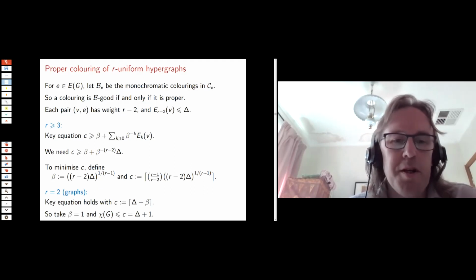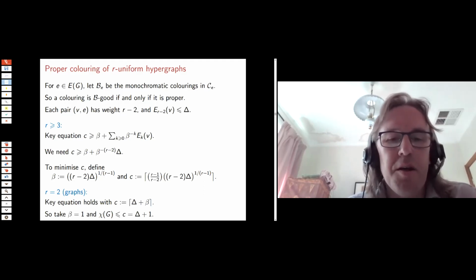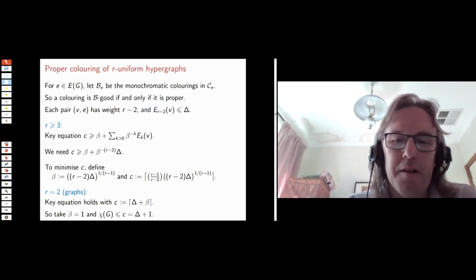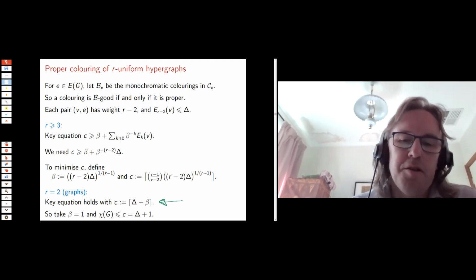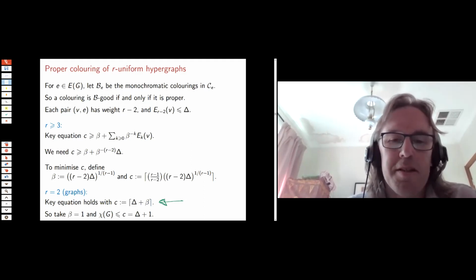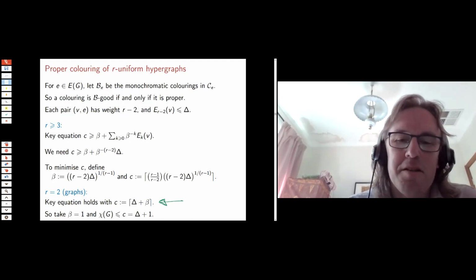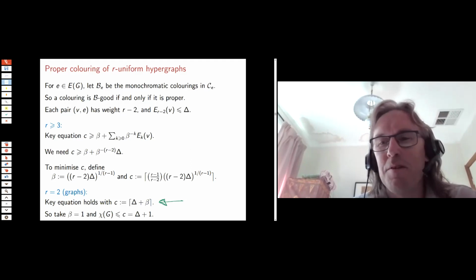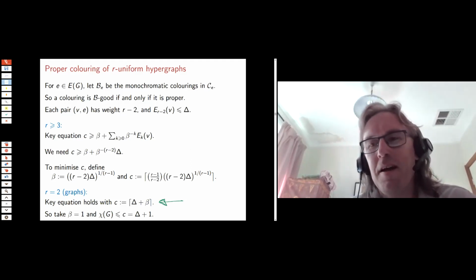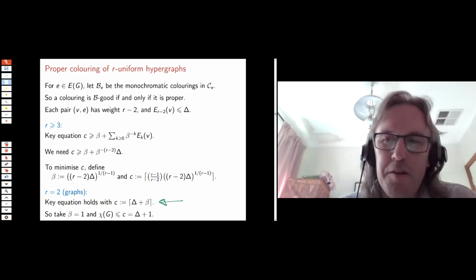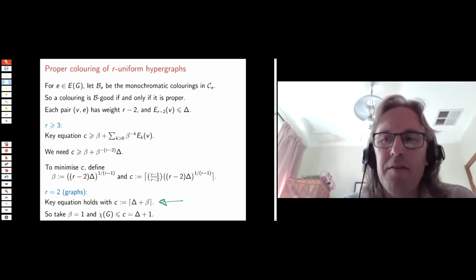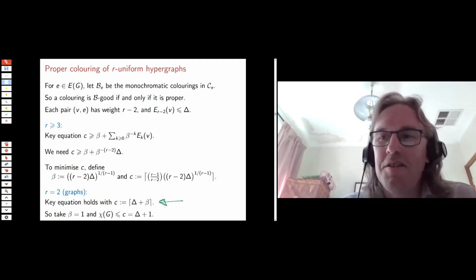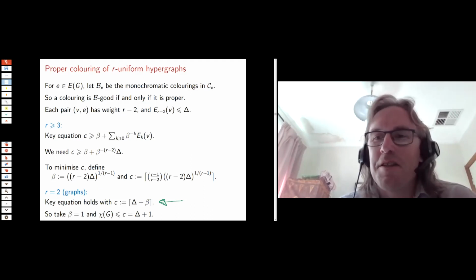And to answer Jim's question, when r equals 2, the key equation becomes very simple, because all the weights are 0. And you just get that the key equation is C equals delta plus beta. So you just choose beta to be 1. And what does that tell you? It says that the theorem actually gives that the chromatic number is at most delta plus 1 in the case of graphs. Now, of course, that is an absolutely trivial upper bound on the chromatic number of a graph. You just greedily color the vertices and you're never going to use more than delta plus 1 colors. But I think it's a good sign that this general theorem gives you trivial results.